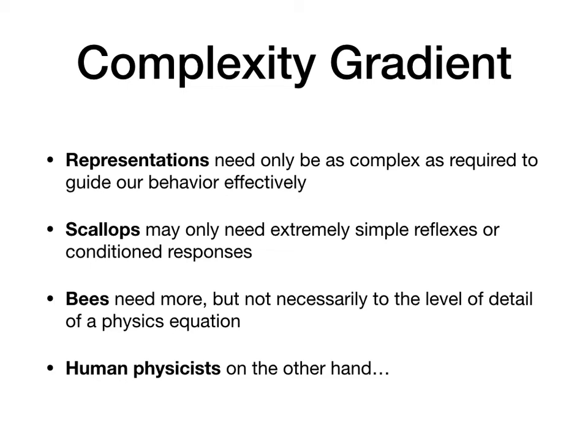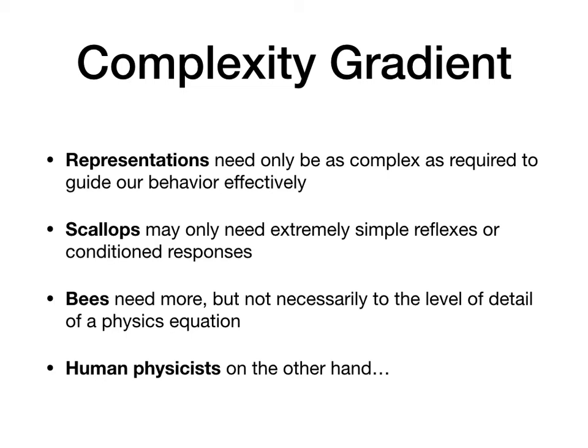Bees, on the other hand, they definitely need more than that, but they don't need to go all the way to the level of detail of a physics equation. They focus on things that are more directly available for them to process. A human physicist, on the other hand, might need a more complex representation. So, they spend years developing an internal model that helps with that, right?